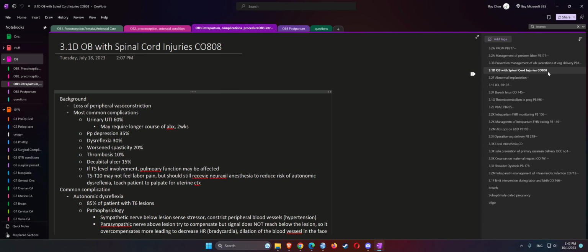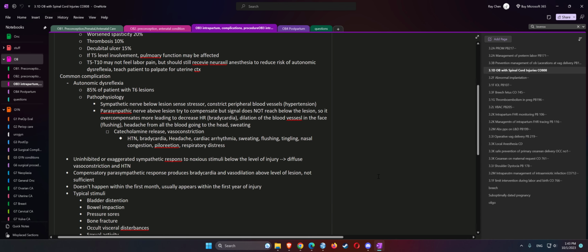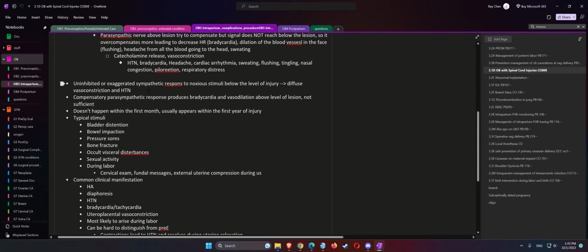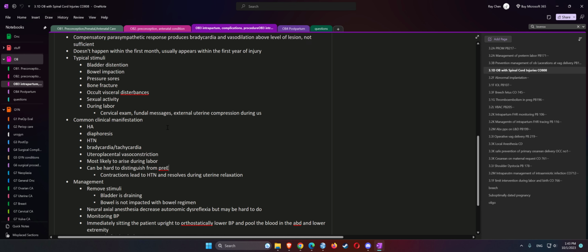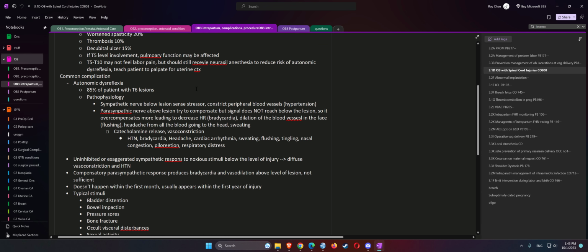So there's a committee opinion 808 on OB with spinal cord injuries. Oh wow! Yeah. They talk about autonomic dysreflexia. Basically, you're trying to eliminate the noxious stimuli such as bladder distension and bowel impaction, and then during labor, you're trying to limit cervical exams and fundal massages, because they can get the bradycardia, hypertension.